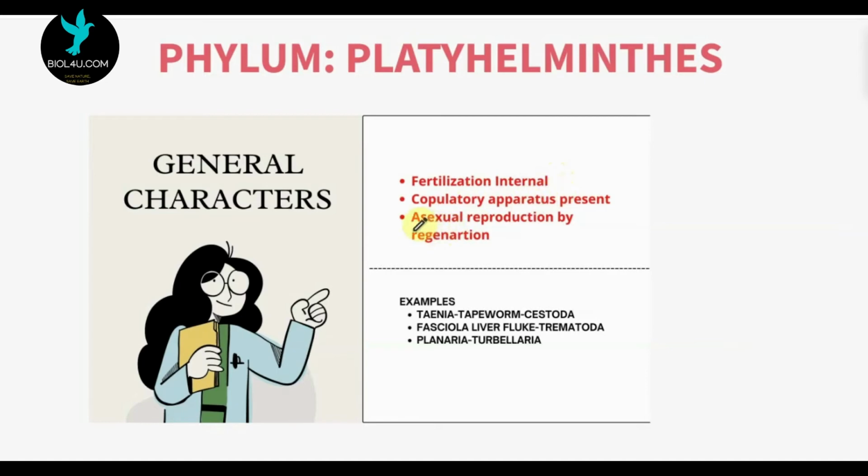Okay. So next, asexual reproduction takes place by regeneration. So what is actually regeneration? How does regeneration take place? A very good example of regeneration is Planaria. Okay, Planaria is one example for this group.